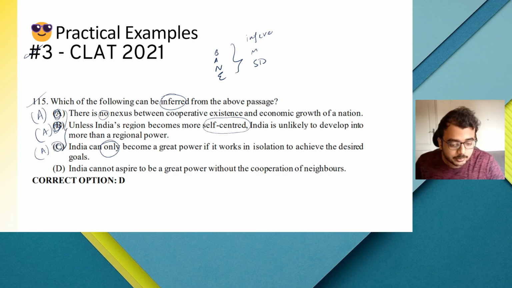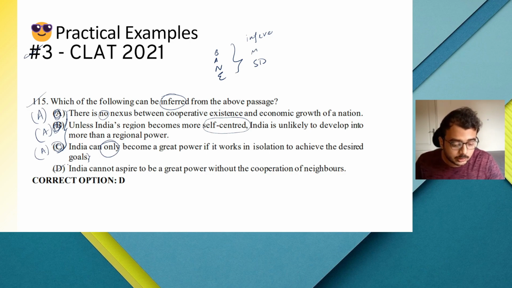बहुत similar हैं, okay? And that is why all of them are incorrect. If you can infer C, you have to infer B as well. And D is, if you see, in complete contrast to what these three options are saying. And it is, in fact, the correct option. India cannot aspire to be a great power without the cooperation of neighbors.